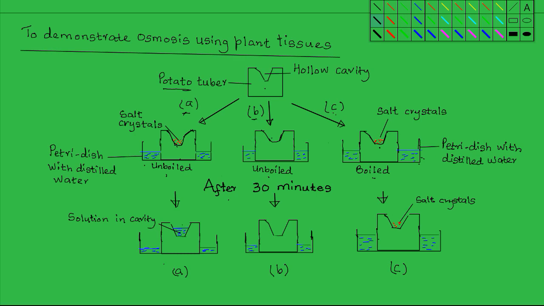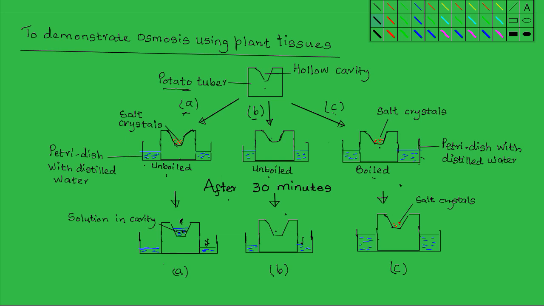Now you can see that in the first potato tuber, the salt here in the cavity dissolves in the thin film of water found on the potato tissue, thereby forming a concentrated solution here at the center. This concentrated solution is hypertonic to the potato cells lining the cavity. So what happens is that water moves by osmosis from these cells lining the cavity into the cavity, thereby increasing the level of the solution there.